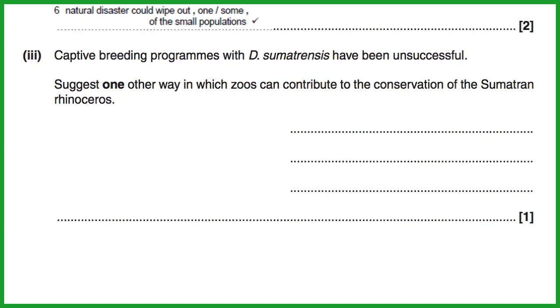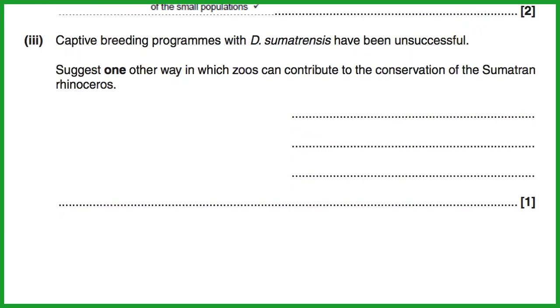Finally, captive breeding programs have been unsuccessful. Suggest one other way in which zoos can contribute to the conservation of the Sumatran rhino. Well, the other ways it could do this is through education and raising environmental awareness of the problems of the destruction of habitat or the problems of climate change. And additionally, they can also promote support for in situ conservation projects and carry out research.